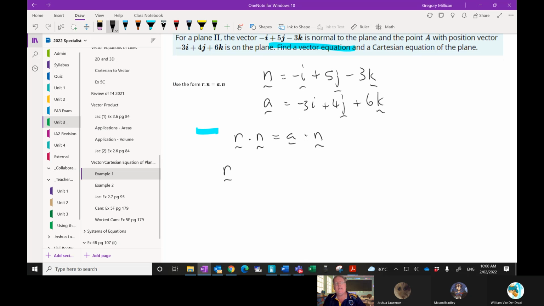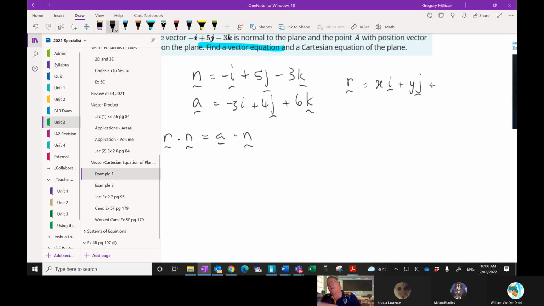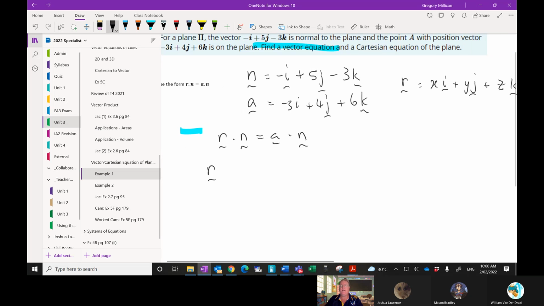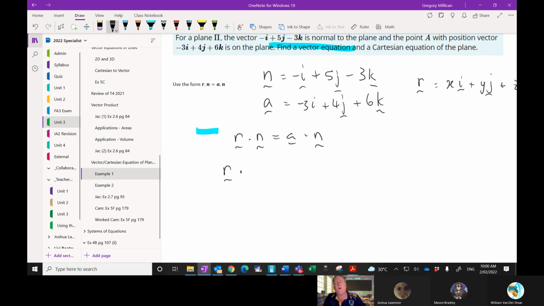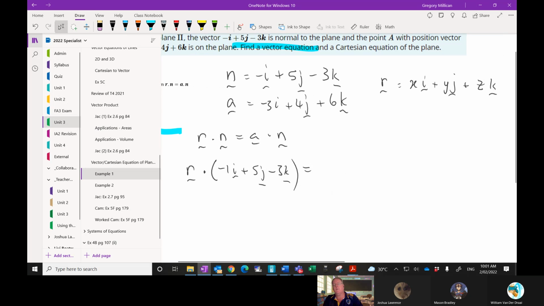So we're going to leave r as it is, because r effectively is xi plus yj plus zk. So just keep that in mind, we'll come back to that shortly. So let's leave it as r dot n. So n is negative 1i plus 5j minus 3k. That's my r dot n equals a dot n, which is just a dot product.